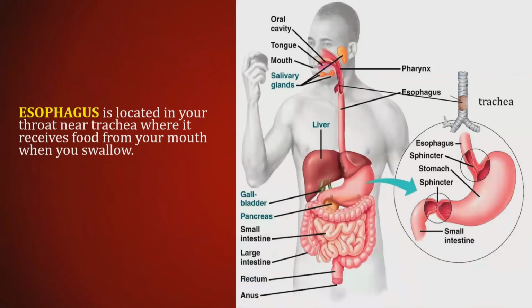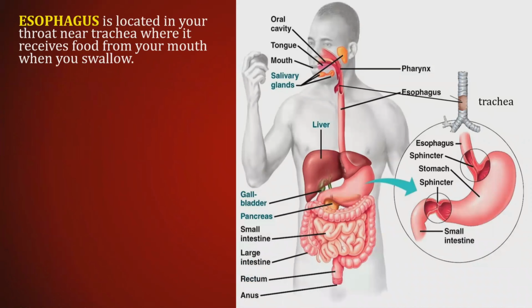Next, the esophagus is located in the throat near the trachea, where it receives food from your mouth when you swallow. By means of a series of muscular contractions called peristalsis, the esophagus delivers food to your stomach. Esophagus has no function in the digestive system.